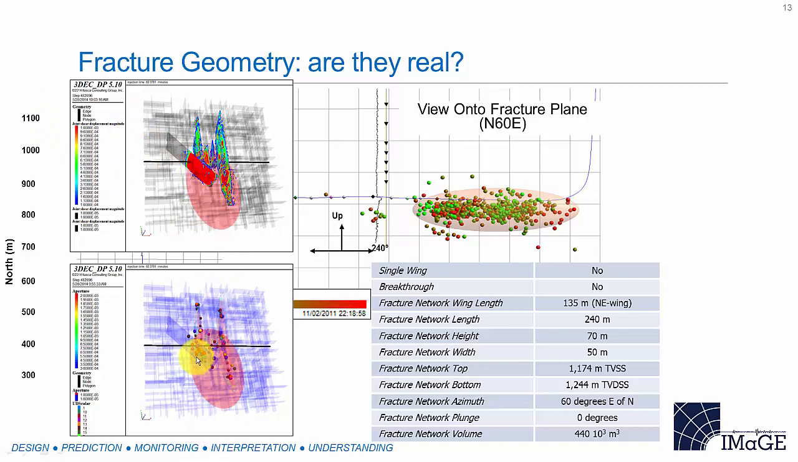As you can see here, the ellipsoid that includes the majority of the microseismic events is actually the first order estimation of the fracture network. So the geometry of the ellipsoid, including length, height, width, top, bottom, azimuth, plunge, and volume, is a first order estimation of the fracture network as well as the stimulated reservoir volume. So this tool gives you a third opinion about your hydraulic fracturing performance in addition to your contractors.